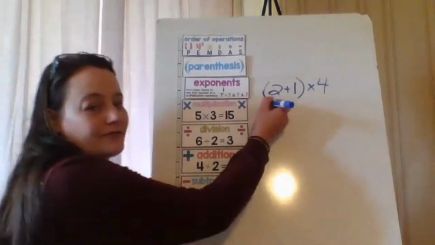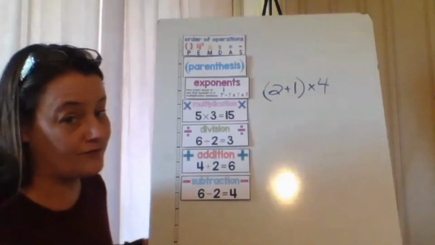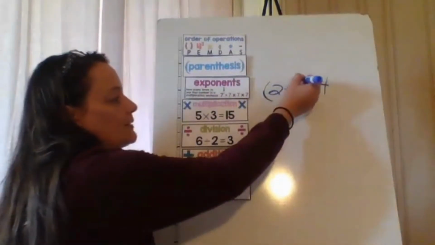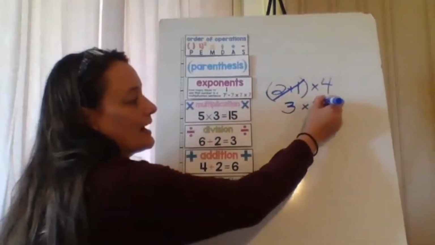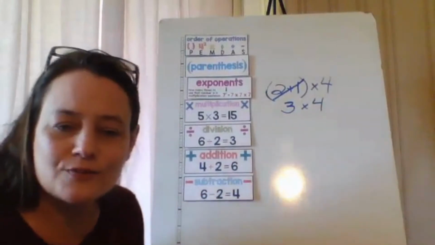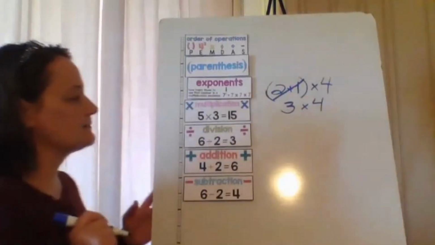So I go through here the first time, and I see parentheses. So I've got to do that operation first. So we have 2 plus 1 in our parentheses, and we know that's 3. I'm going to rewrite the rest of the equation so I don't lose my place, okay? So I've done all my parentheses.